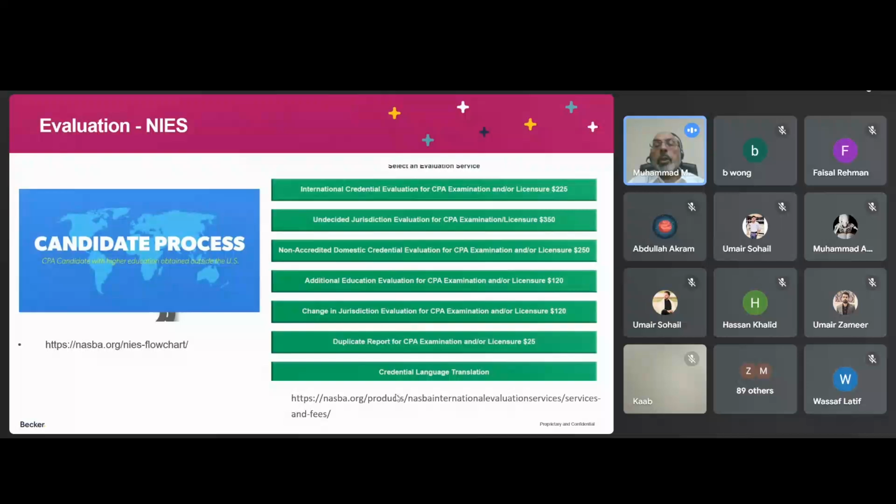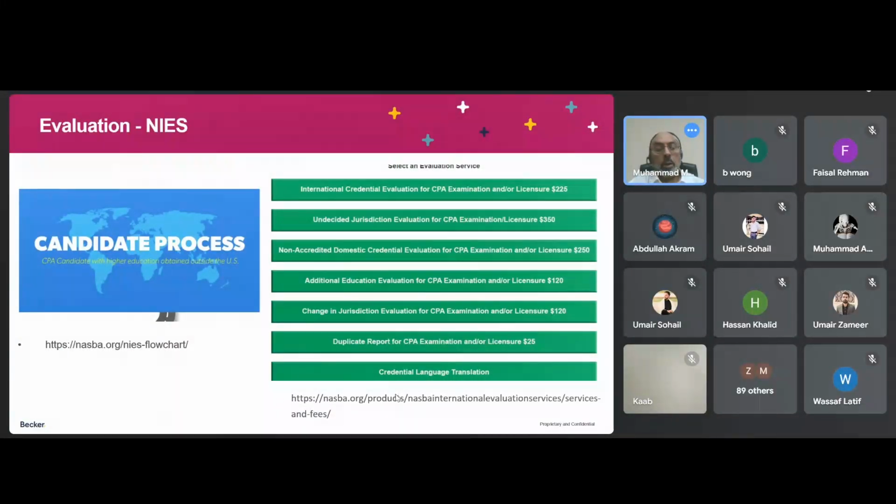As I already mentioned here, I was trying to change this slide, but could not. The current fee charged by NASBA for evaluation is $240. Okay. And sometimes, if you have not decided about the jurisdiction, you can apply for evaluation by saying you have not decided the jurisdiction. They charge you 350. Mind you, the 350 is extra.